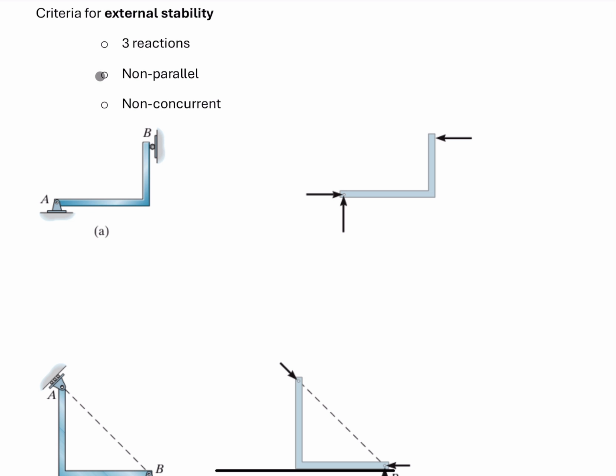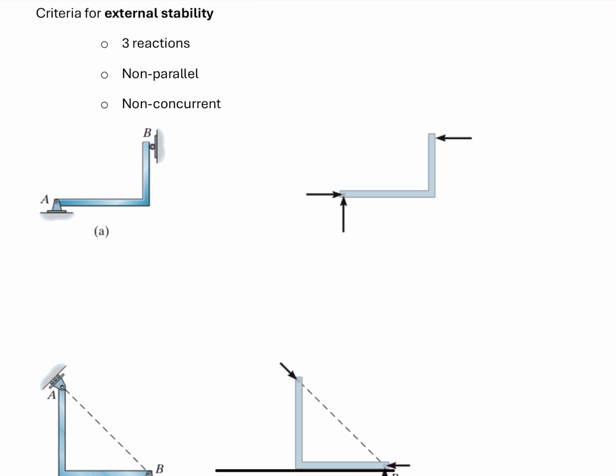we have to have three reaction forces, and these three reaction forces cannot be parallel, and they cannot go through one point, so they cannot be concurrent. We know how to apply it, but in some lectures they didn't explain it, so we don't know why this criteria works, why it can determine whether the structure is stable or not. So here I'm gonna explain to you.